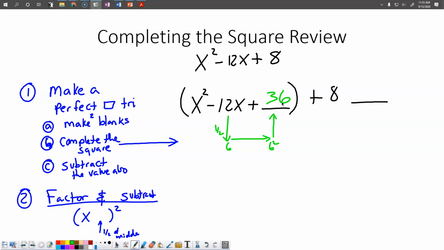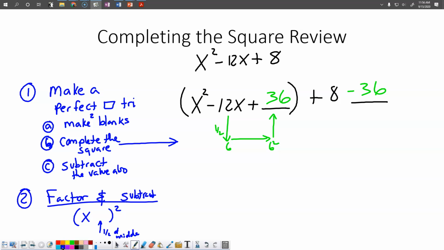Go ahead and do step C now, 1C. Step 1C was to put the same number over here, but this time subtract it. Okay? Now go ahead and do step 2. You're going to do 2 things for step 2. You're going to subtract, and then you're also going to factor. So do both of those steps right now. Pause the video if you need to.